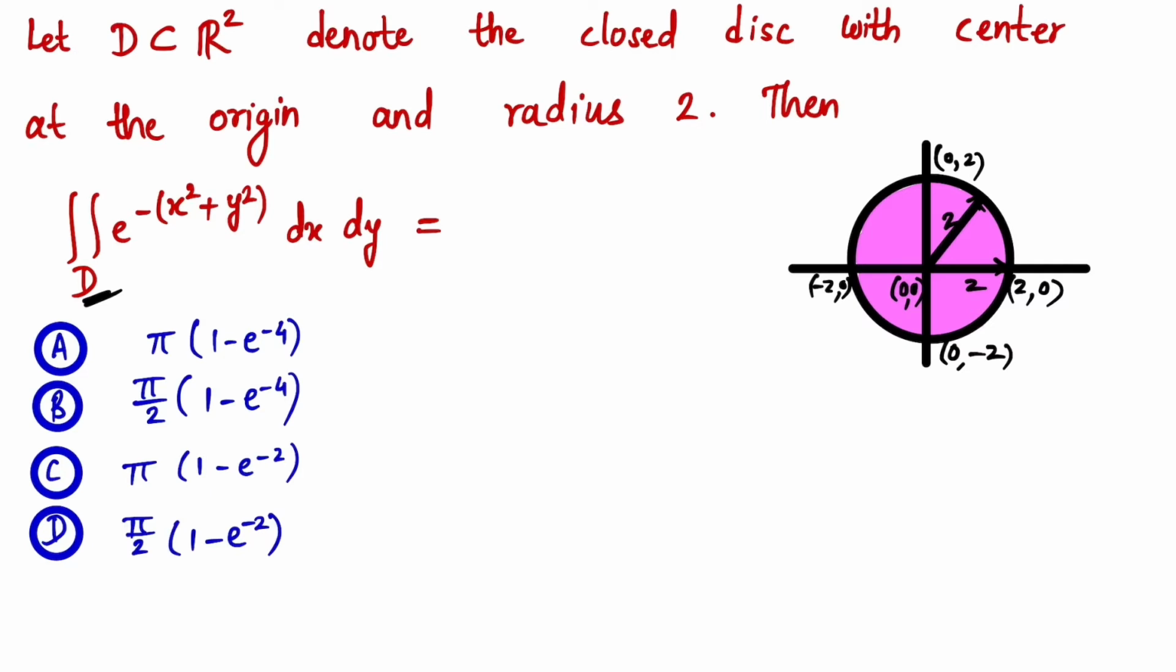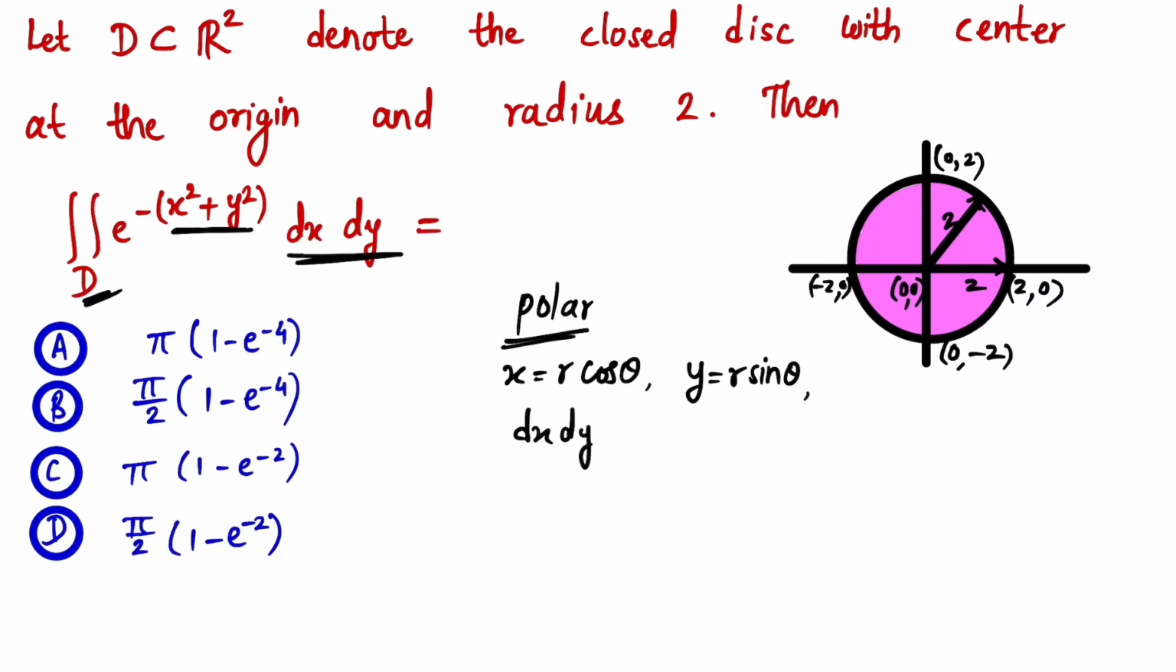In order to solve this double integration we need to convert it into polar coordinates, because it is easy, since here we have x square plus y square. Whenever you have this x square plus y square term, in polar coordinates we have x is equal to r cos theta, y is equal to r sin theta, and dx dy is equal to r dr d theta. So remember about this r.